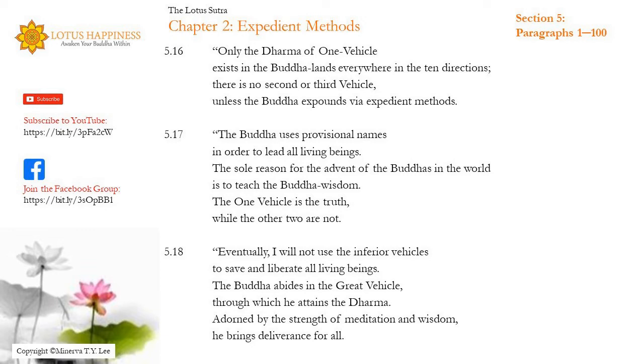The sole reason for the advent of the Buddhas in the world is to teach the Buddha wisdom. The one vehicle is the truth, while the other 2 are not. Eventually, I will not use the inferior vehicles to save and liberate all living beings. The Buddha abides in the great vehicle, through which he attains the Dharma. Adorned by the strength of meditation and wisdom, he brings deliverance for all.